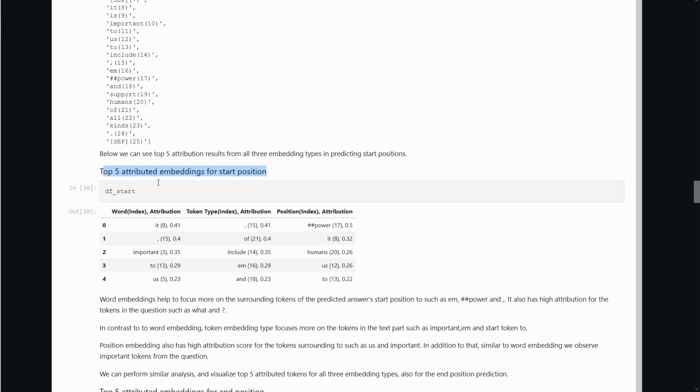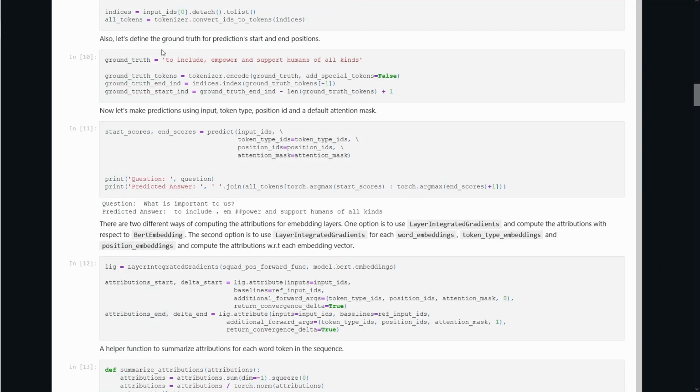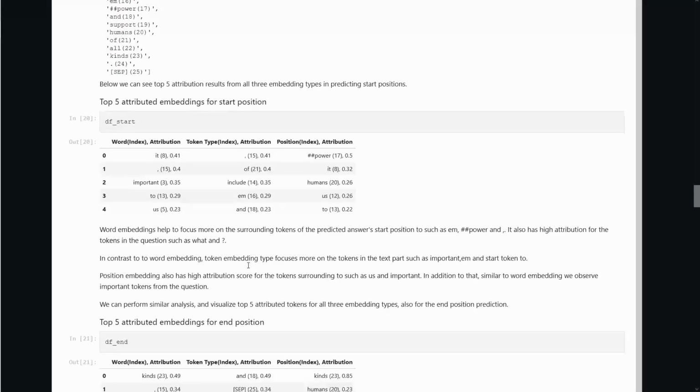And you have now the start position, and you know the start position is given by our ground truth. Where is it? The ground truth start position is here, 2, to include, empower, and the end position would be kinds, of all kinds. So just a very, very simple identification.